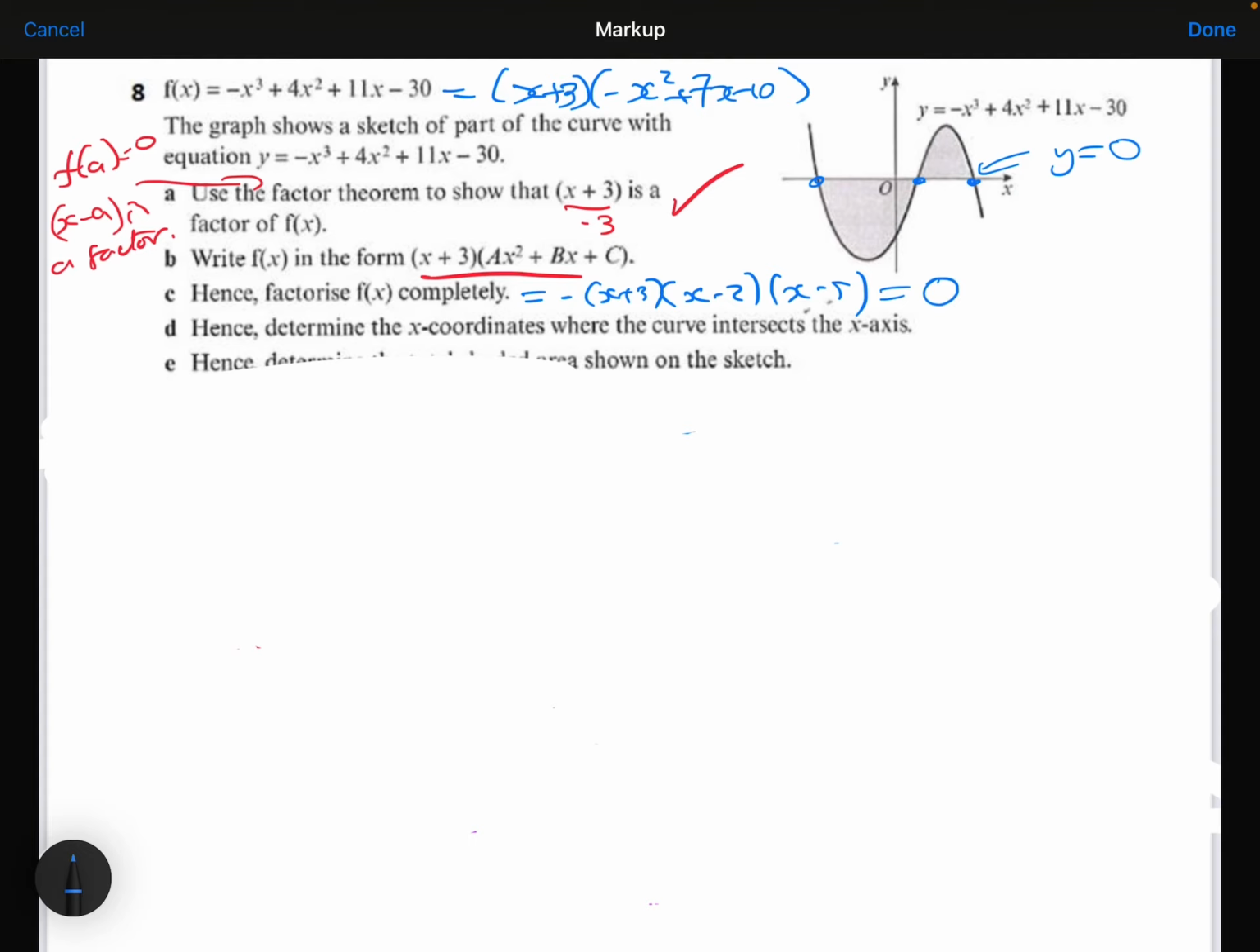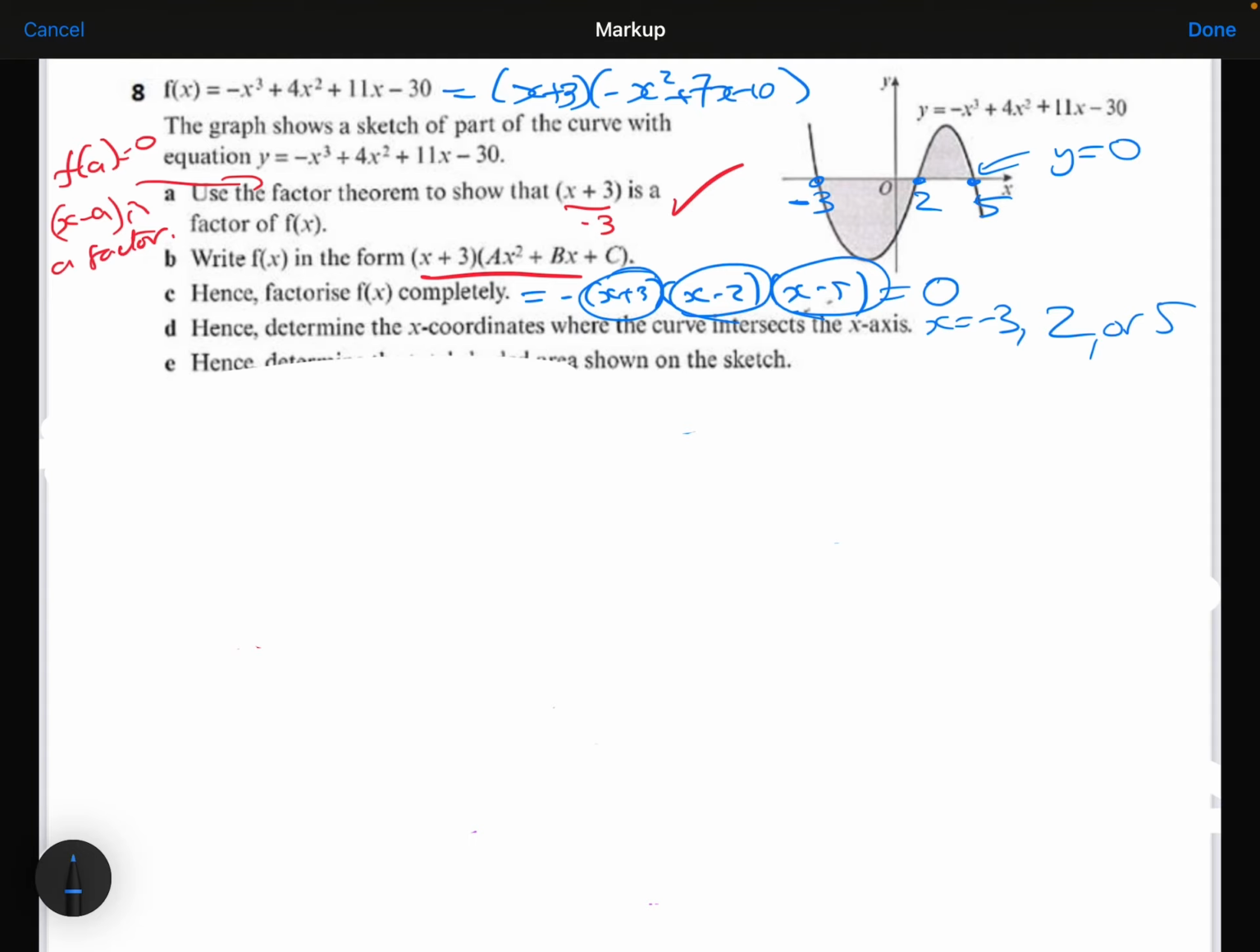And I can see from my factorised form that it's going to be either minus 3, 2, or 5. So I know that this coordinate here is minus 3, this coordinate here is 2, this coordinate here is 5.